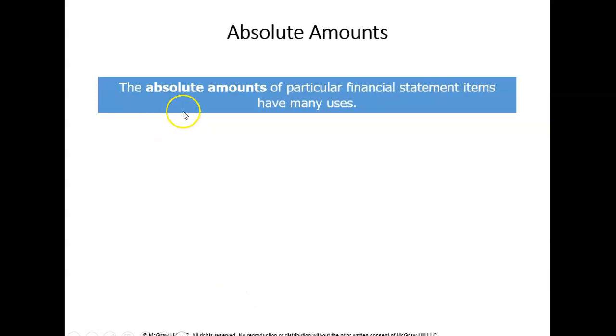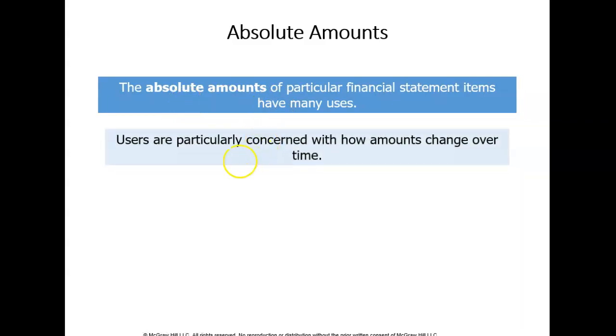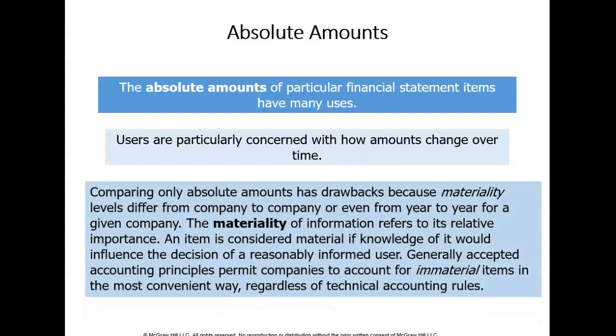Okay? So the absolute amount is the dollar amount shown on the financial statements. So now we're concerned about how these amounts have changed over time, from one quarter to the next quarter, from one year to the next year. We'll focus on that. Okay? Comparing only absolute amounts has drawbacks because materiality levels differ from company to company or even from year to year.